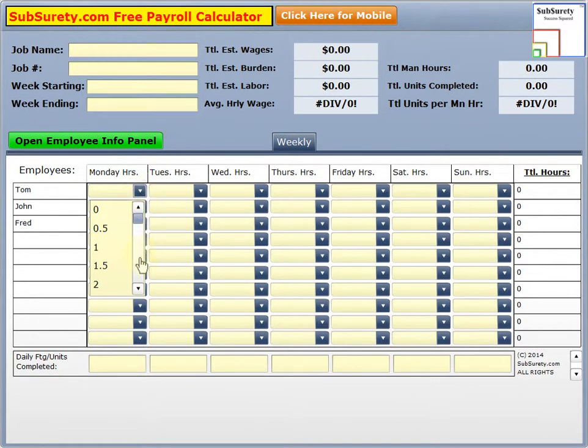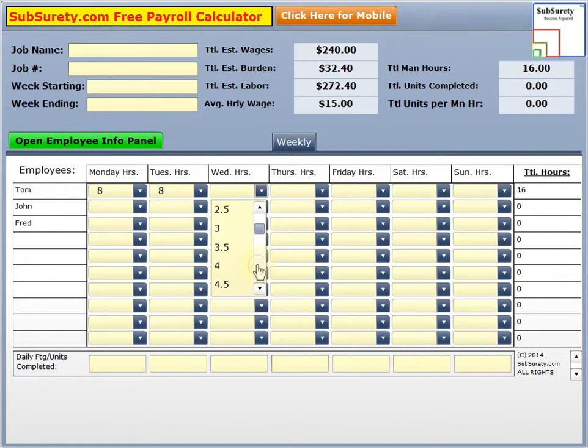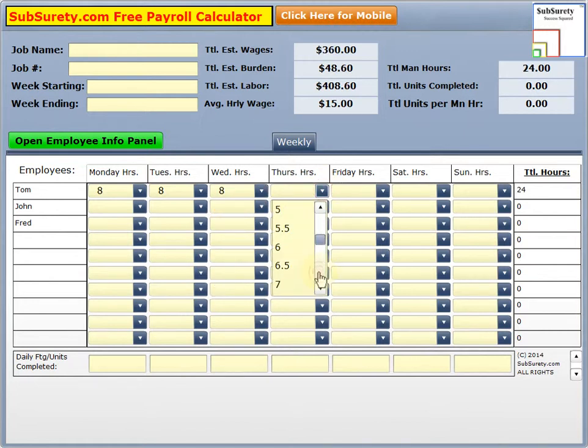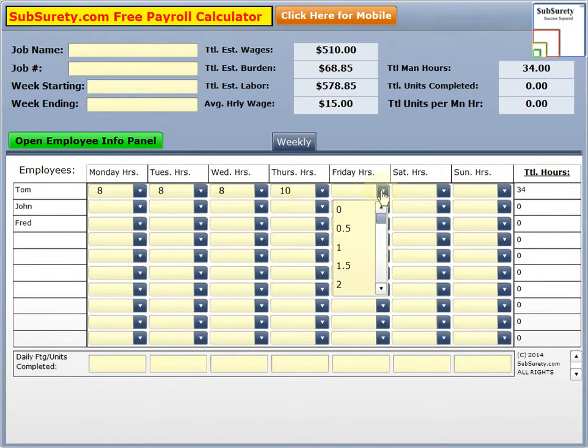So let's say that Tom was our helper. So he's 8. Maybe he finishes up the week a little bit heavy. We had to have him work 10 hours the last 2 days. Now, notice he worked 44 hours. The calculator will know that 4 of those hours are time and a half, and put this estimated wage in appropriately.